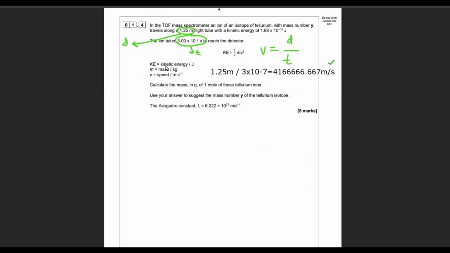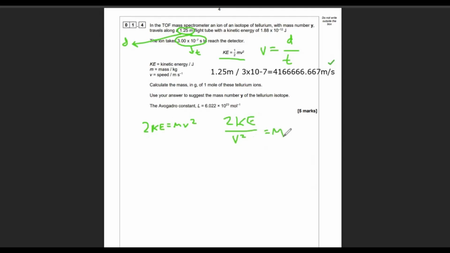Now that I know the velocity, I want to rearrange the KE equation over here to isolate mass, because we need to calculate the mass. We can times both sides by 2 to get rid of the half, so that would end up being 2 KE equals mv squared. Then we'd say to ourselves, hold up, folks, I want to divide both sides by velocity squared. So we're going to end up with 2 KE divided by velocity squared, and that is going to give me the mass.